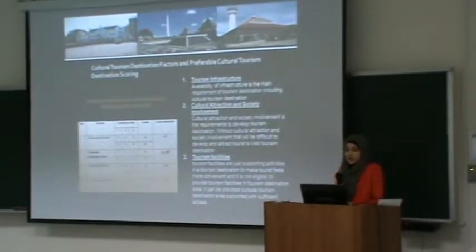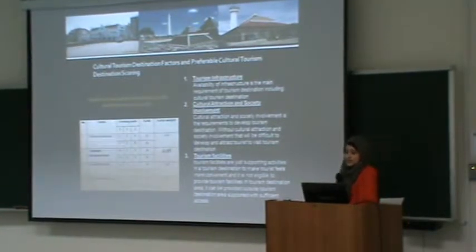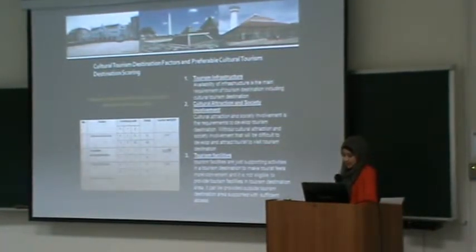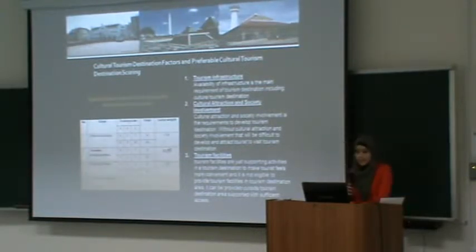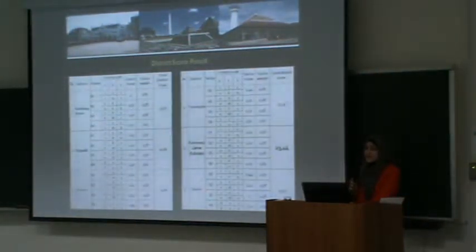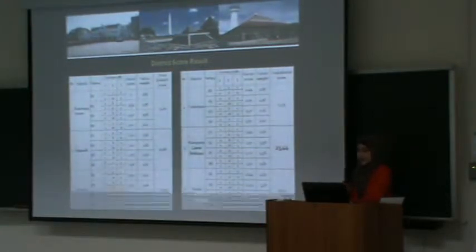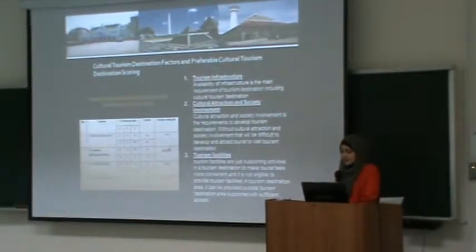And after I obtain the cultural tourism destination factors, I will make scores for these factors. And then we can see that tourism infrastructure got the highest score compared to the others. The second rank is cultural attraction and society involvement, and the last rank is tourism facilities. And this is the district score result based on the cultural tourism destination factors.